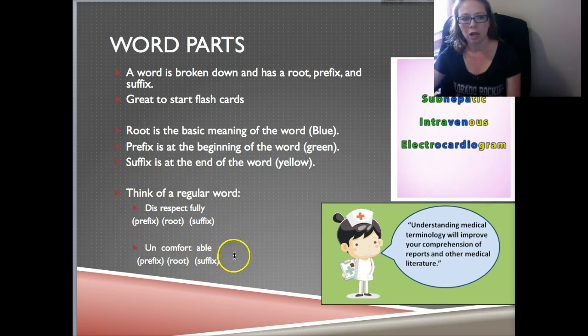So as you can tell, we have learned how to break a word apart. Now you're just going to apply that to medical terminology. Again, starting flashcards as you go through these modules. Remember, understanding medical terminology will improve your comprehension of reports and other medical literature. So if you're going further in your medical career, then you want to be able to understand what you're reading.